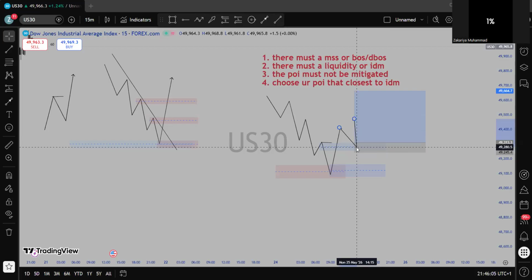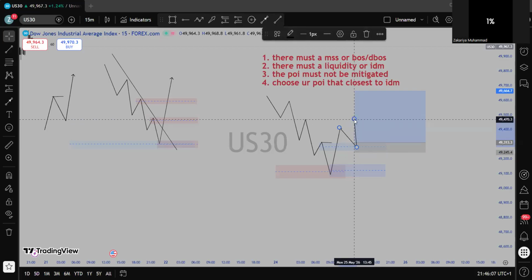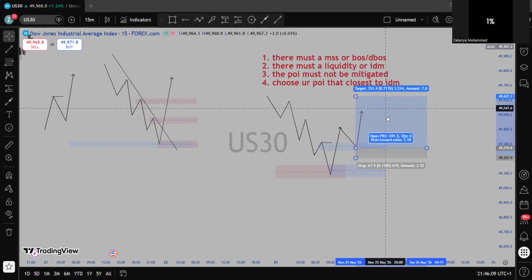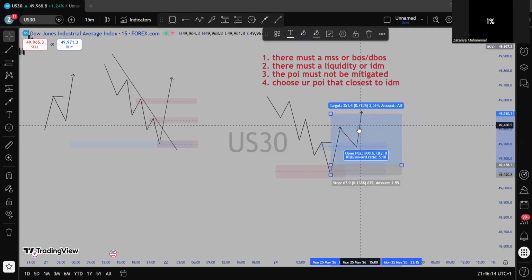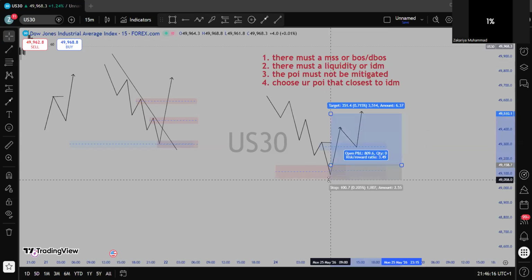So we know that this breaker block is automatically invalid. We're not going to use it to take our buy. We're going to use the other point of interest, which is what? The order block.